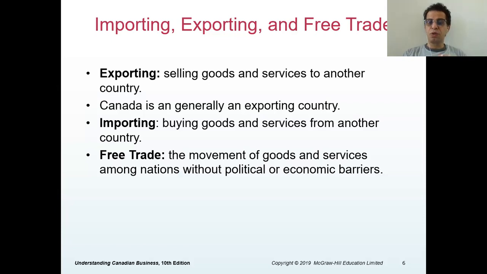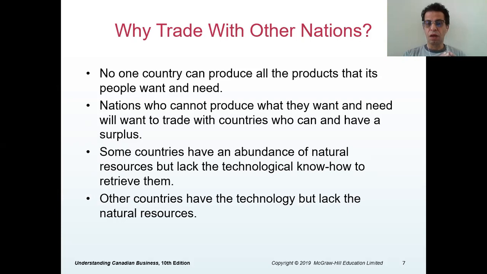Now, exporting means selling goods and services to another country. So when you sell goods to other countries, and also services, you're exporting. Canada is generally an exporting country. There's more export than import. Importing is buying goods and services from other countries, and free trade is the movement of goods and services among nations without political or economic barriers.